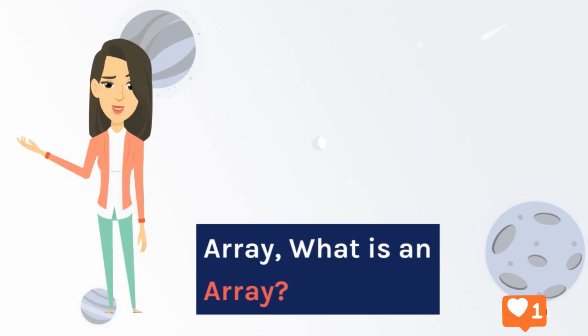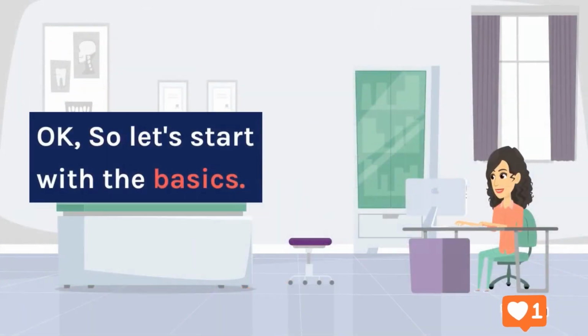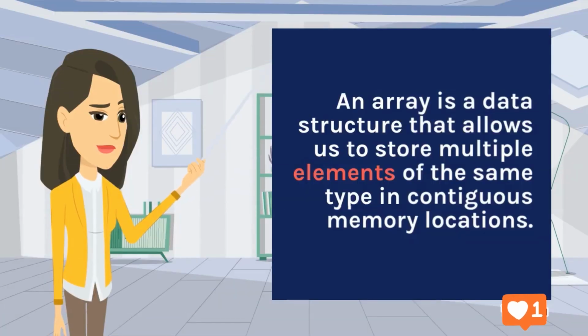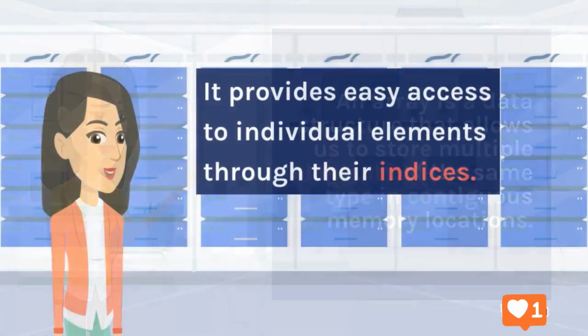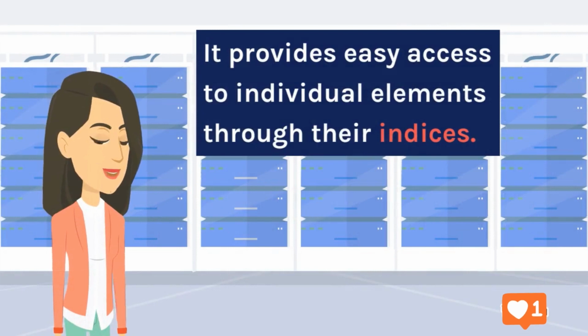Array. What is an array? Okay, so let's start with the basics. An array is a data structure that allows us to store multiple elements of the same type in contiguous memory locations. It provides easy access to individual elements through their indices.